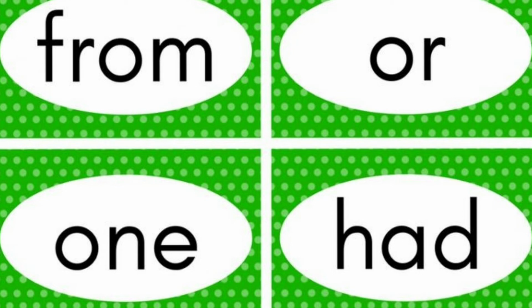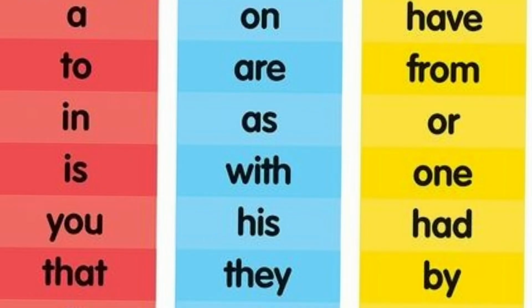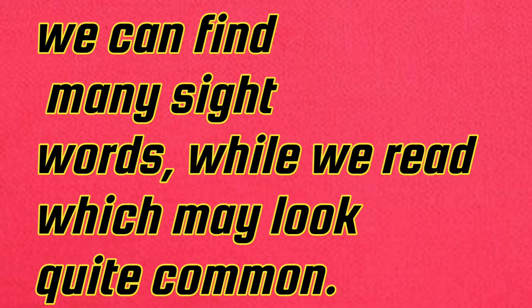All these words are quite common. These are called sight words. By seeing them itself, we read the word. By, but, words, not. We don't even read the spellings again. Just by looking at them. A, to, in, is, you, that, on, are, as, with, his, they, have, from, or, one, had, and, by. See, I didn't even read their spellings. Just by looking at them, I told the pronunciation.